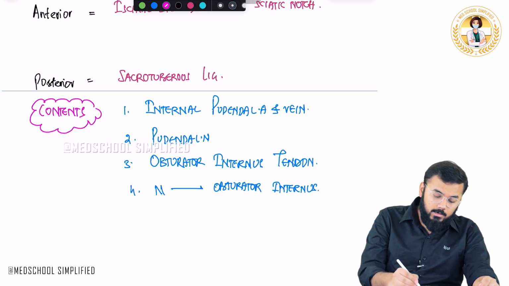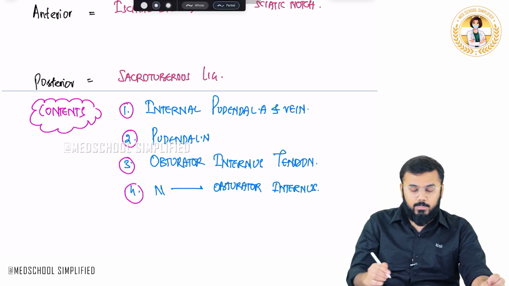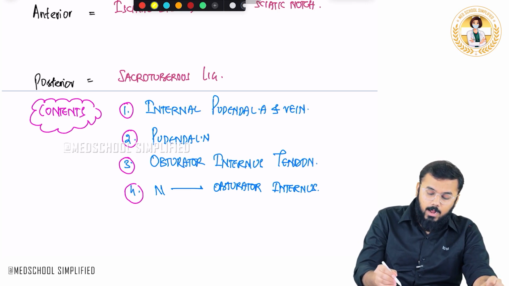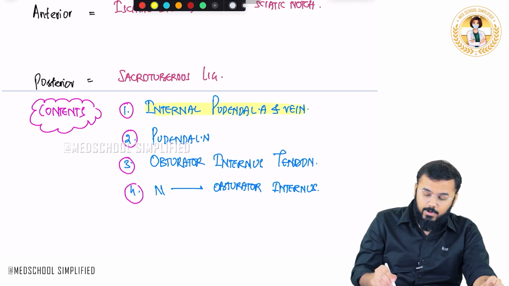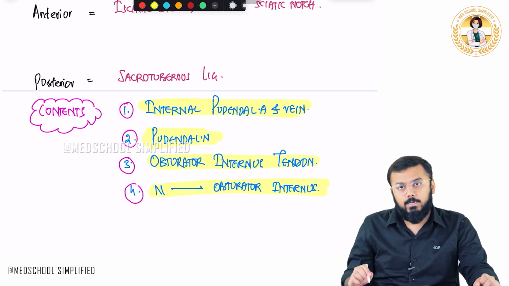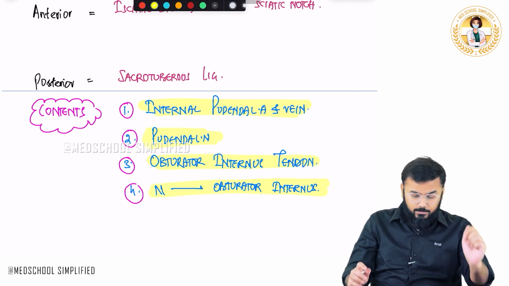So these are the four important things which you would see. What are these four? One is the internal pudendal artery and vein. Next is the pudendal nerve. Third is the obturator internus tendon. And the fourth one is the nerve to obturator internus. So these are the four important structures which you would see over here.